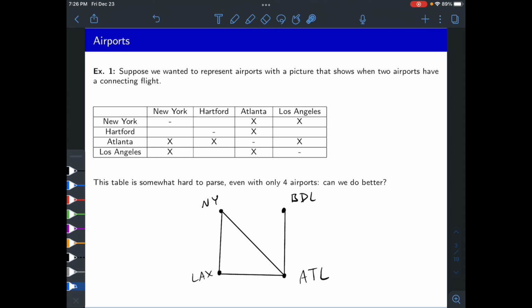So this is an example of a graph. The 4 dots, we call these vertices of the graph. And the lines, we call these edges of the graph. This graph is really useful in this situation because now visually you can just see, all right, if I want to get from Hartford to New York, I just have to go Hartford, Atlanta, New York. This is visually a lot cleaner: you just draw out a path from this vertex to that vertex.